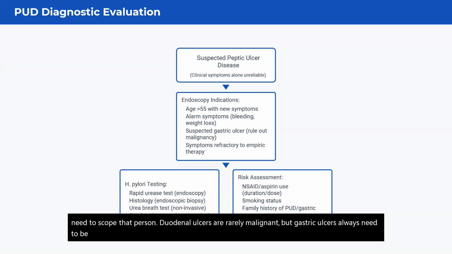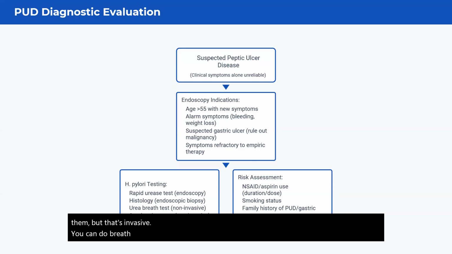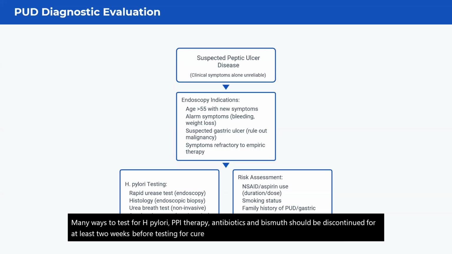H. pylori testing can be done in a whole host of ways, endoscopy not the least of them, but that's invasive. You can do a breath urea test, you can do a stool antigen, many ways to test for H. pylori. PPI therapy, antibiotics, and bismuth should be discontinued for at least 2 weeks before testing for cure because you can get a false negative. So you need to complete the therapy and give a 2 week break before you test for cure.